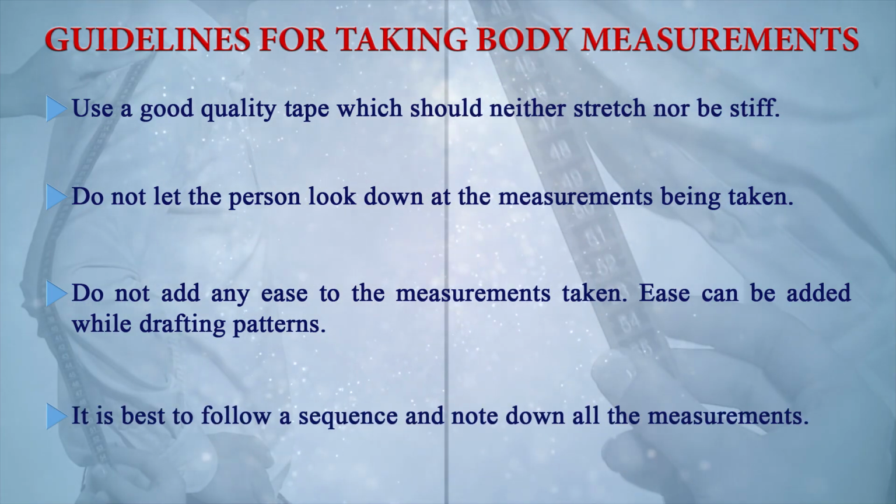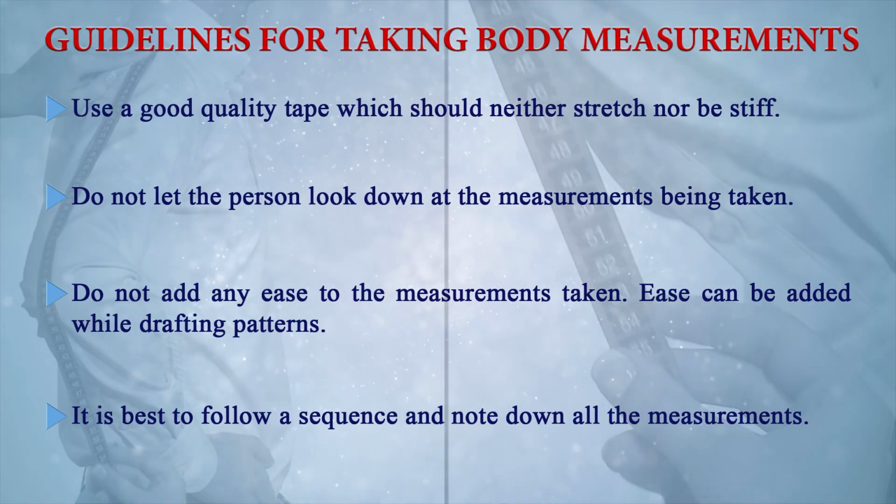Then it is best to follow a sequence and note down all the measurements. You should know in which sequence the measurement is taken, which we will discuss now. The best way to take a body measurement is to follow the sequence from where the body measurement is started, then note down the measurements in that proper sequence and with accurate marking. So these were the guidelines you should follow while taking a body measurement.